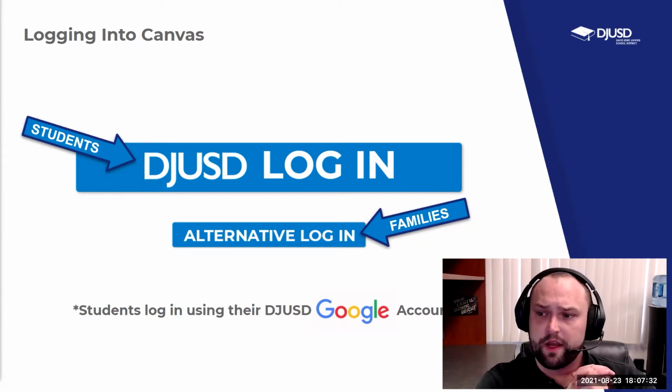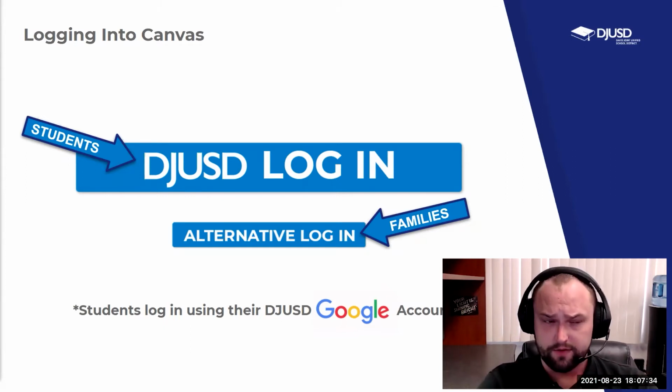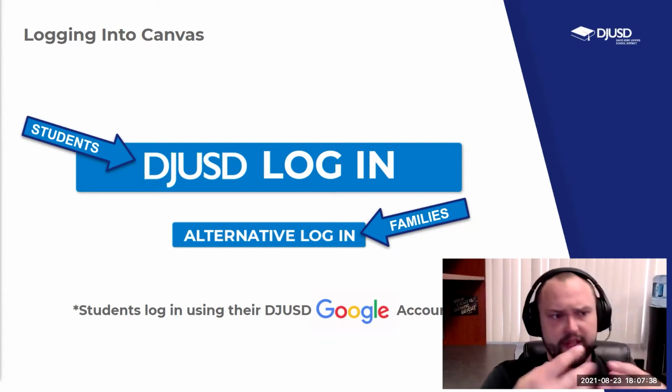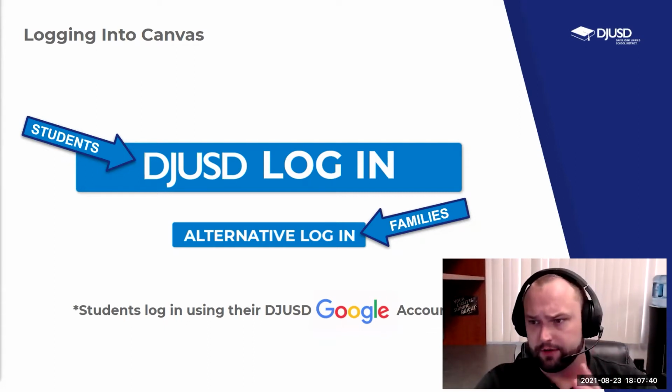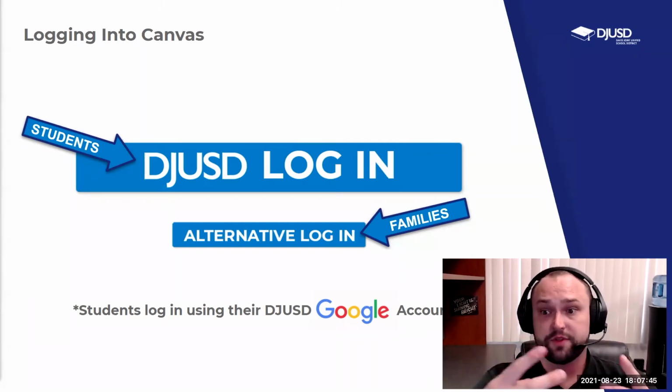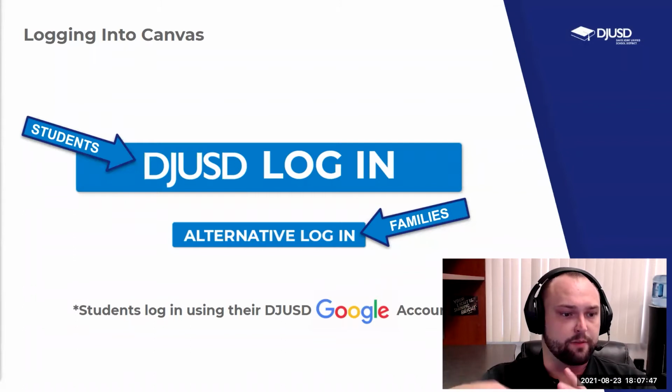Families, though, you don't get a Google account, you only get a Canvas account. So you're going to use the alternative login. And when you use the alternative login, I'll show you a little bit later how you can start your account as a family member or an observer in Canvas. But that'll be a little bit later on here. First, we're going to log in as if we're just a student.